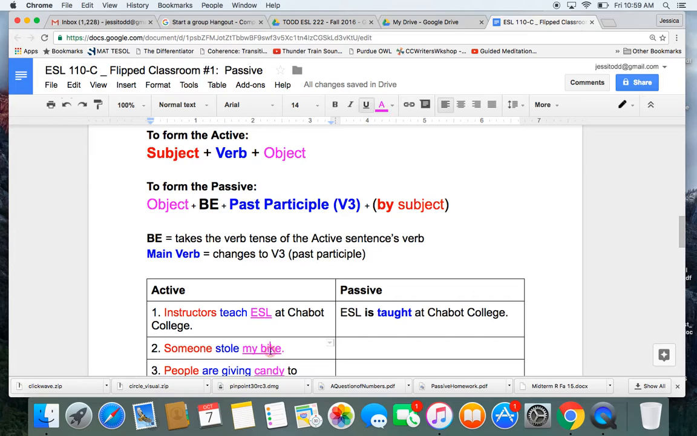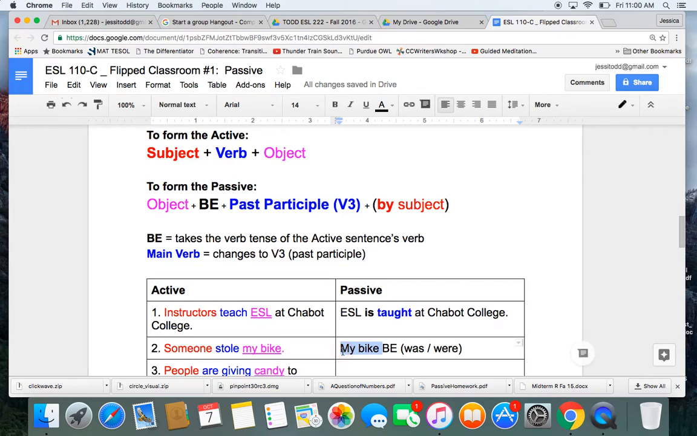Someone stole my bike, okay? So I'm going to start once again with the object. The object is my bike. Next, I'm going to look at be, and I remember that be takes the verb tense of the active sentence's verb. The active sentence's verb is stole. And what is the verb tense of stole? It's not simple present. Simple past, okay? So we're going to change be into simple past, which is either was or were.